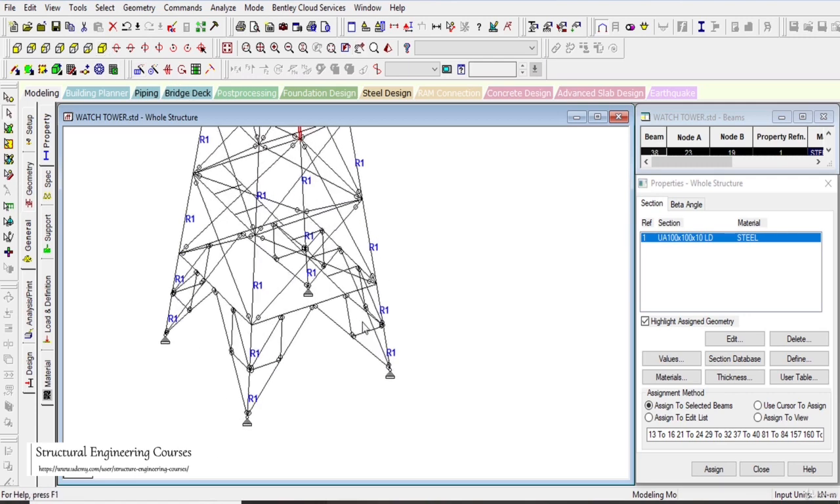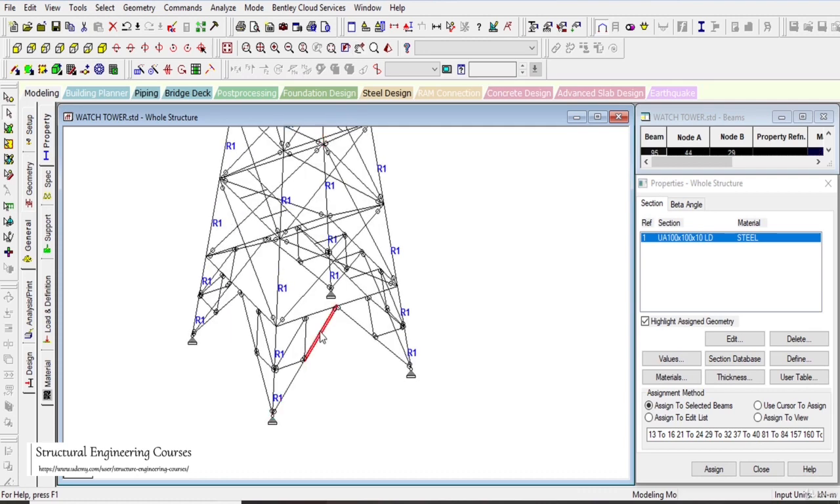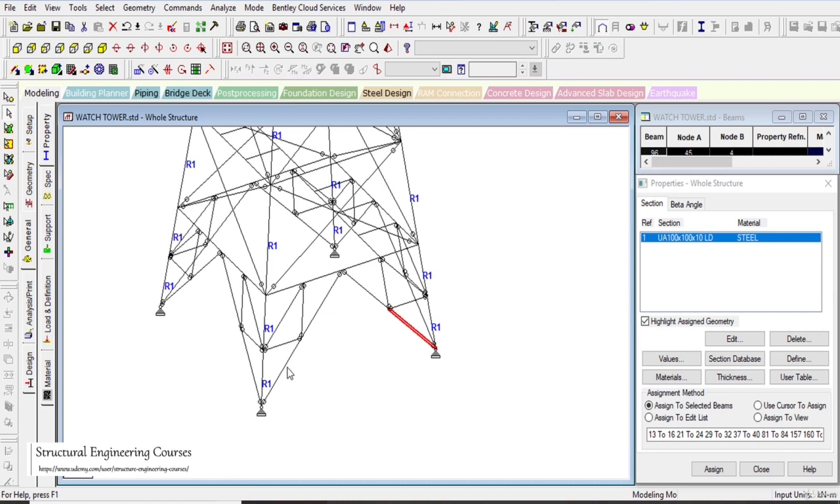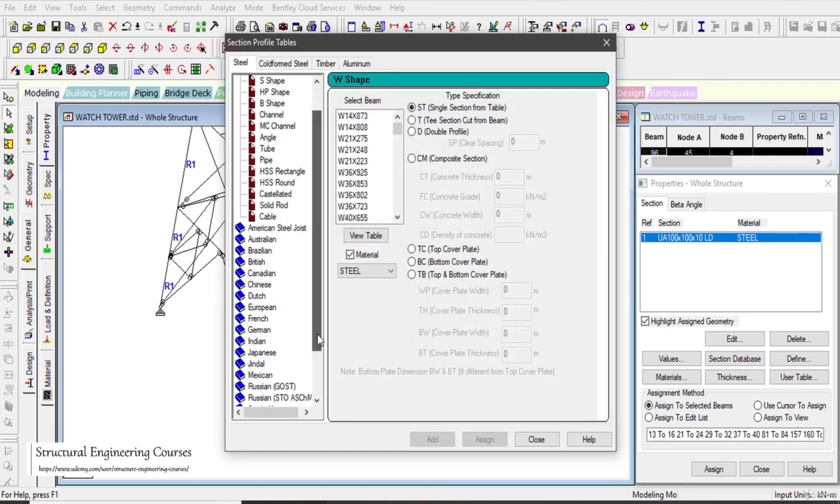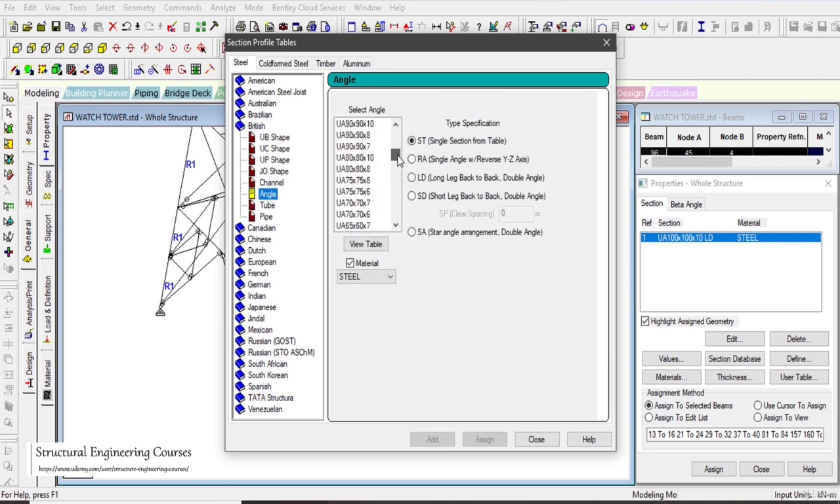This is just the practice that we are following here: most of the time this member is either a single angle or double angle section. This is a bracing that we have drawn here. Bracings are also either single angle, double angle, single channel, double channel back to back, or channel front to front, that is in the shape of a box. So we can go to section database again. For this angle, we can select 75-75-8 double angle. We can go to British angle here, UA 75-75-8 long leg back to back double angle.